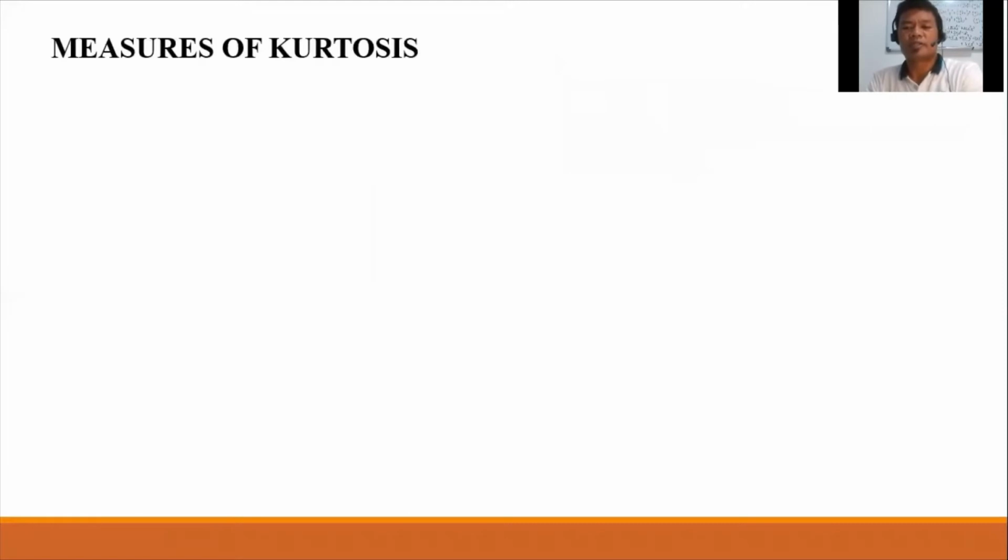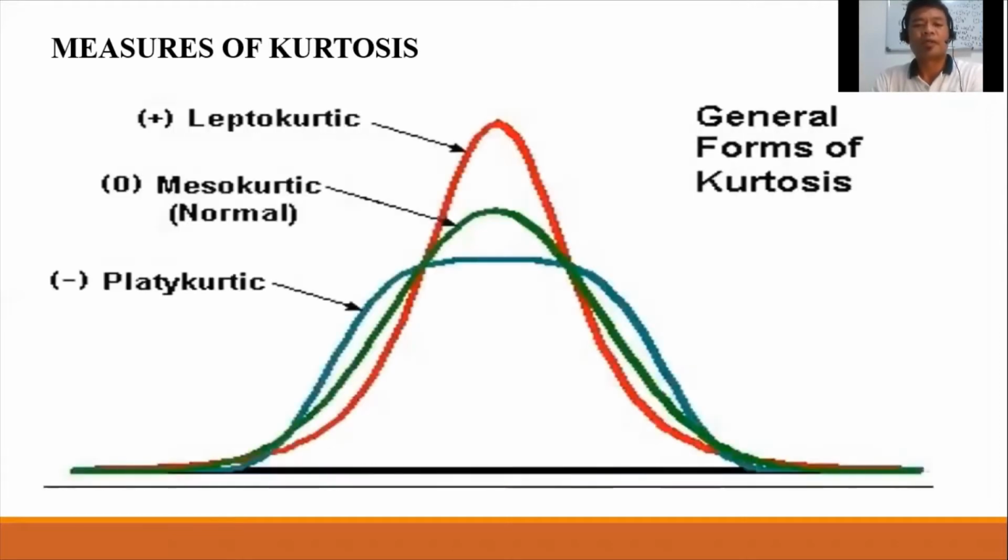Whereas the kurtosis is different from the skewness. The kurtosis speaks about the peakedness or flatness of a normal distribution. So here, if the distribution is more peaked than the normal, we call that leptokurtic. But if it is flatter than the normal, we call that platykurtic. But if it is normal, then we call that mesokurtic.